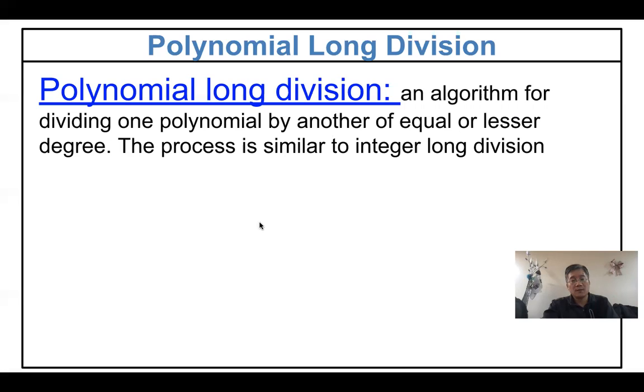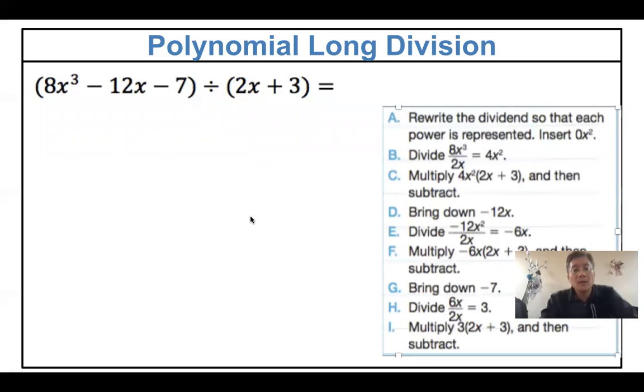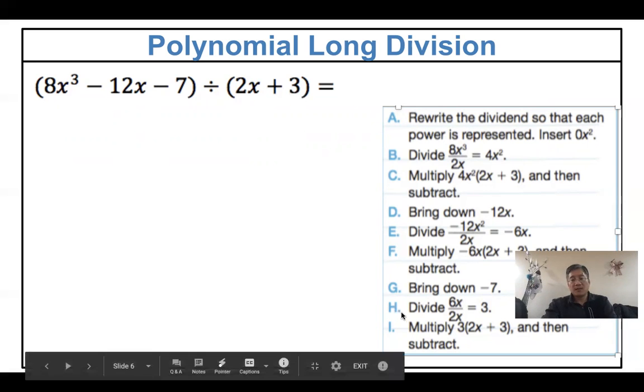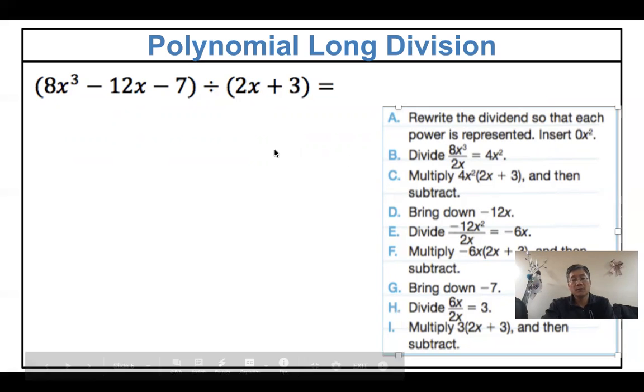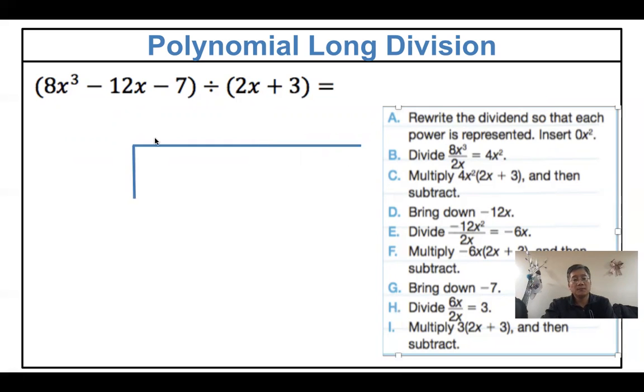All right, so let's see the example. We have a polynomial here, 8x cubed minus 12x minus 7, and we are going to divide it by 2x plus 3. So how do you do it? Even though there are long steps here, it's simple, just follow integer long division. So let's rewrite it with a division bracket, and we put the 8x cubed minus 12x minus 7 in here, right?